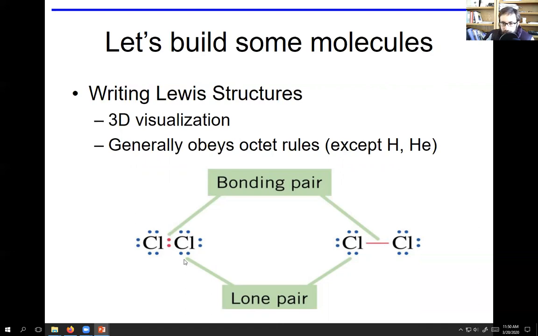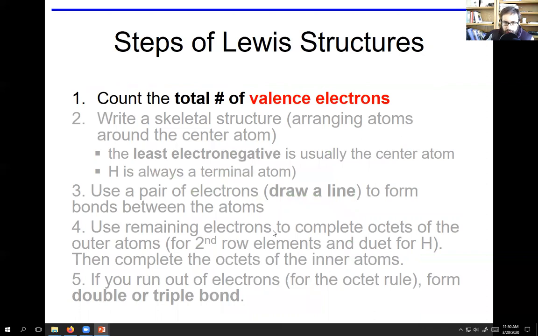The ones that aren't in the bond, these ones in blue, those are called lone pairs. They're by themselves. They're not called a bond. And so they're called lone pairs. Okay, so just some nomenclature. So this is what we're going to do.